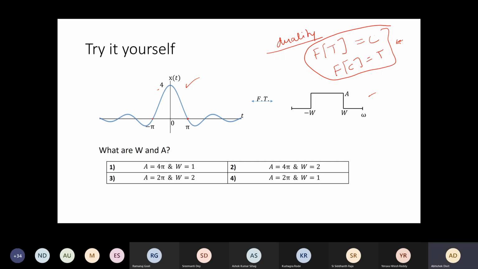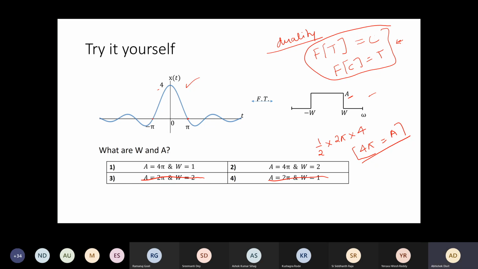I don't know what the correct answer is, so let me work this out. Okay. So what is the area of this sinc function? Area is half base, base is 2 pi, into height is 4. So this is 4 pi, right? So the area of this thing will be its height. Okay, so this A is 4 pi, that's correct. So this option and this option can be deleted. Now, the second part is.